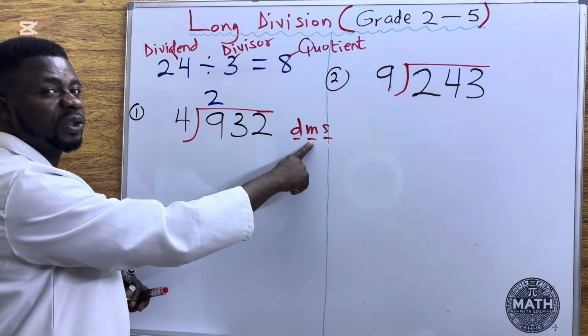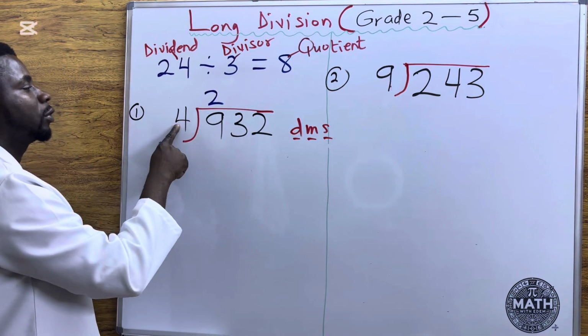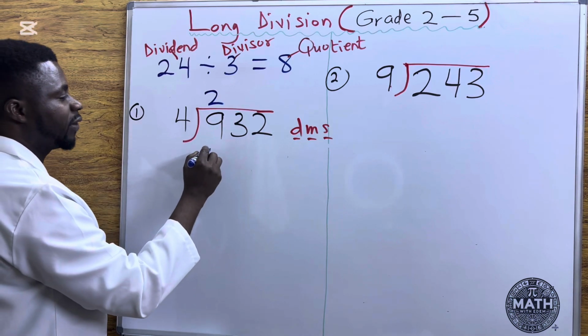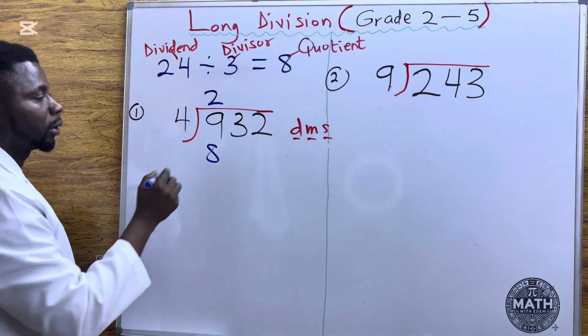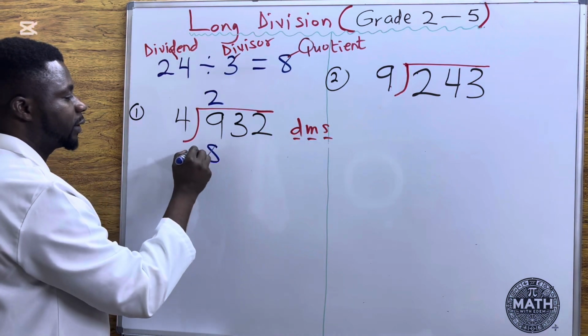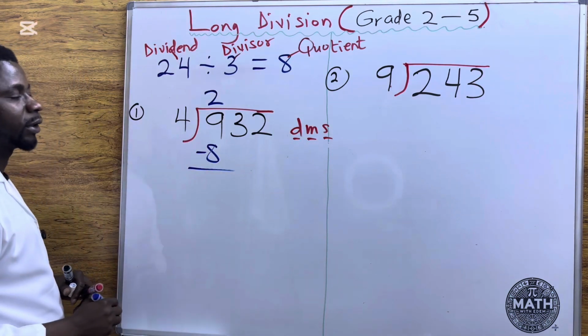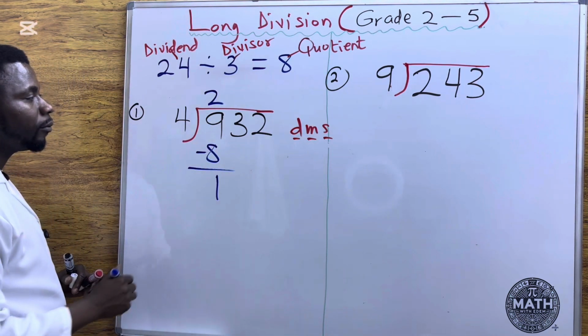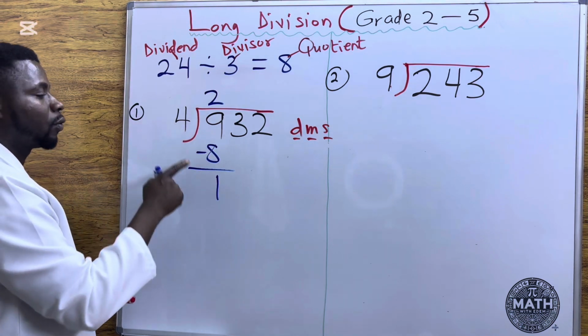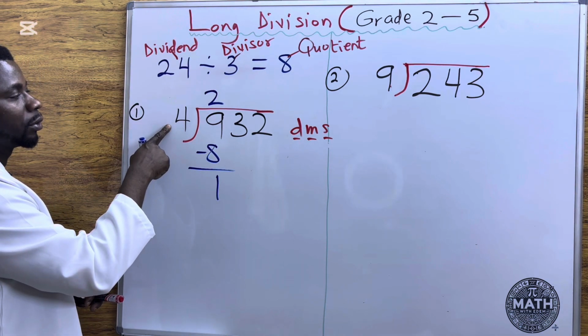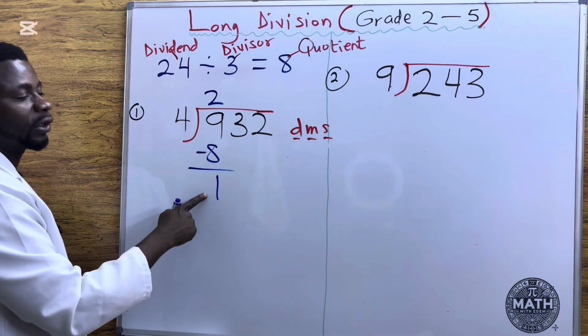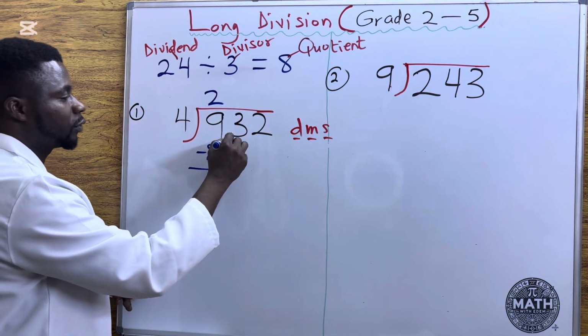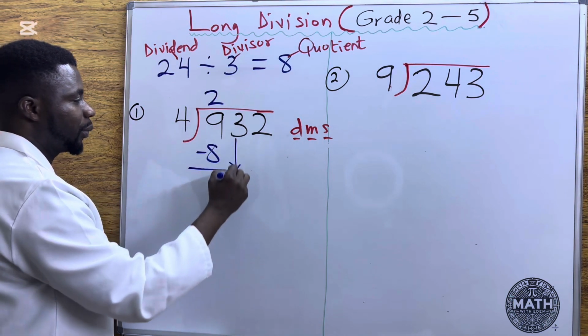The next step is we are going to multiply. So 4 times 2 will give us 8. And then the next step is subtract. So let's subtract. So 9 minus 8 will give us 1. Now 1 divided by 4. You realize that 4 cannot divide 1. So we are going to bring the 3 down.